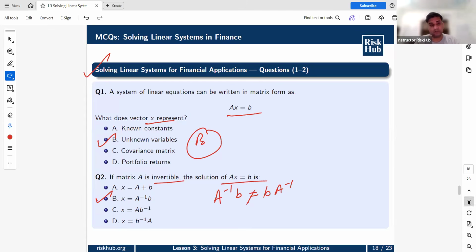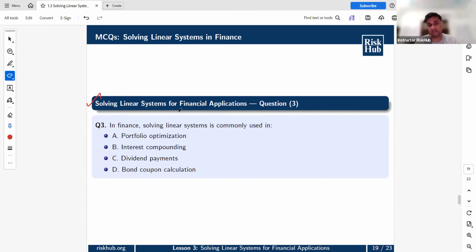Next question, question number 3. You're solving a linear system for a financial application. In finance, solving linear systems is commonly used for portfolio optimization. Why portfolio optimization? Because optimization involves solving for unknown weights under constraints. Exactly linear algebra territory, right? Which we need to know.